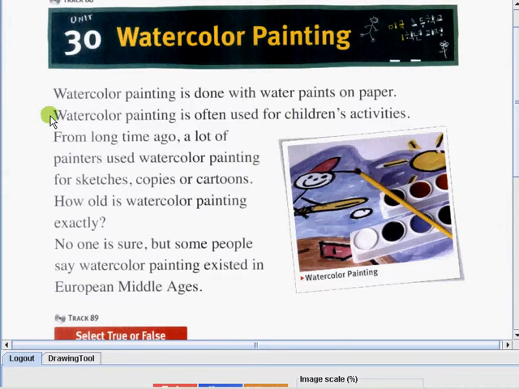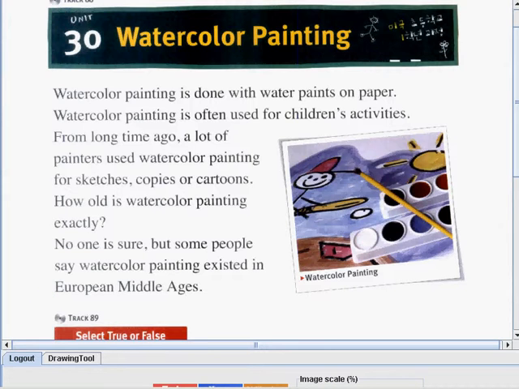Watercolor painting is often used for children's activities. From long time ago, a lot of painters used watercolor painting for sketches, copies, or cartoons. How old is watercolor painting exactly? No one is sure, but some people say watercolor painting existed in European Middle Ages.